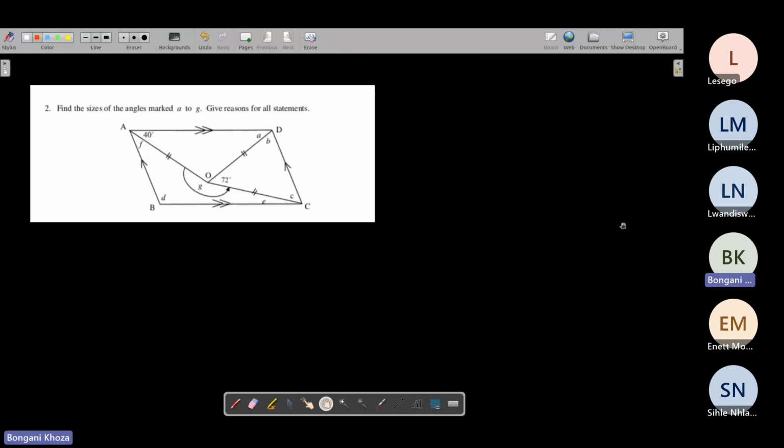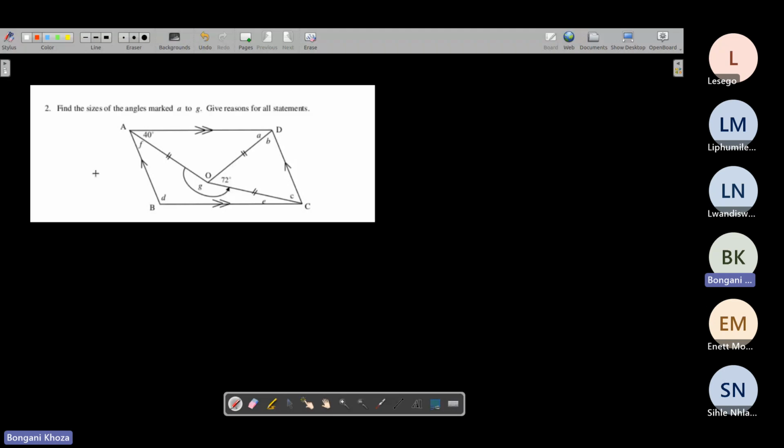All right. So here we are given that shape. We are asked to find the sizes of the angles marked from A to G. I can see A over here, B, C, E, F, G over here, and there's D over there. Those are all the angles that I'm supposed to find.